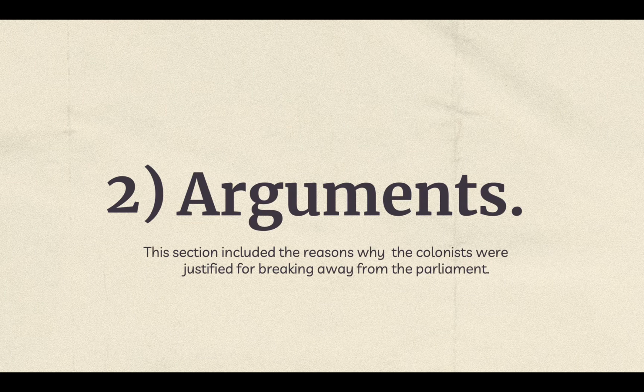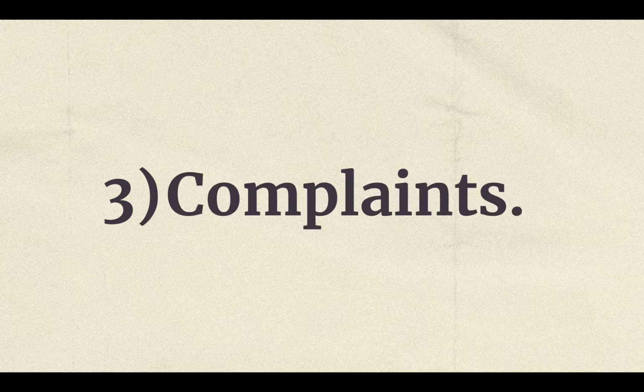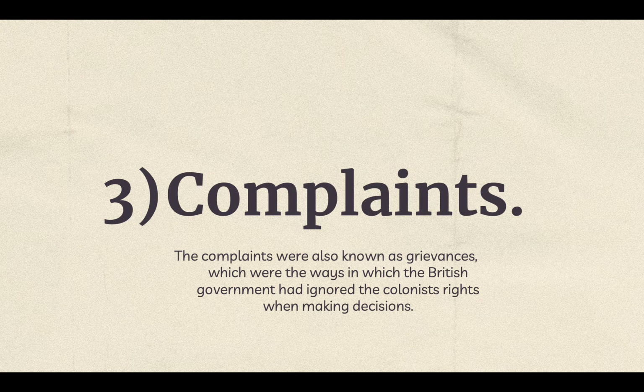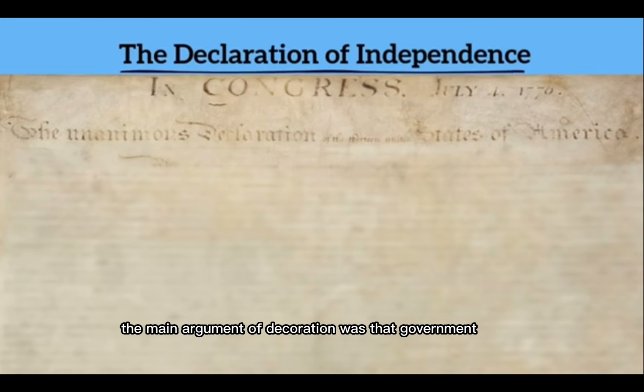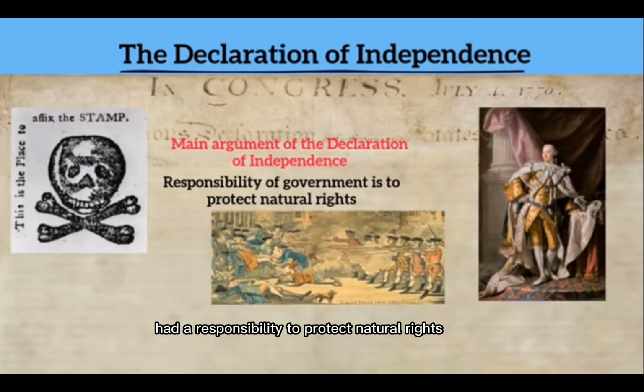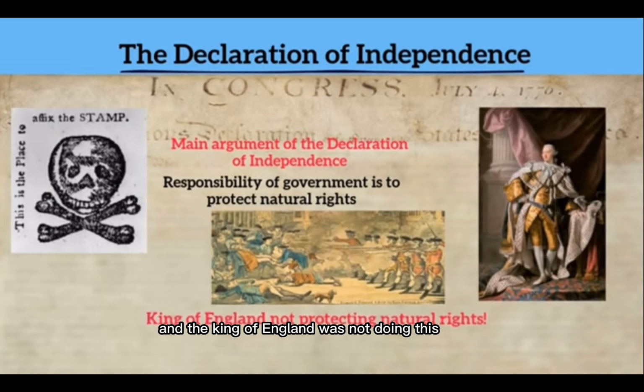The second part of the Declaration is arguments. This section included the reasons why the colonists were justified for breaking away from the British government. The third section is labeled as complaints, which were the grievances against the British government. The complaints were also known as grievances, which were the ways in which the British government had ignored the colonists' rights when making decisions. The main argument of the Declaration was that government had a responsibility to protect natural rights, and the King of England was not doing this.